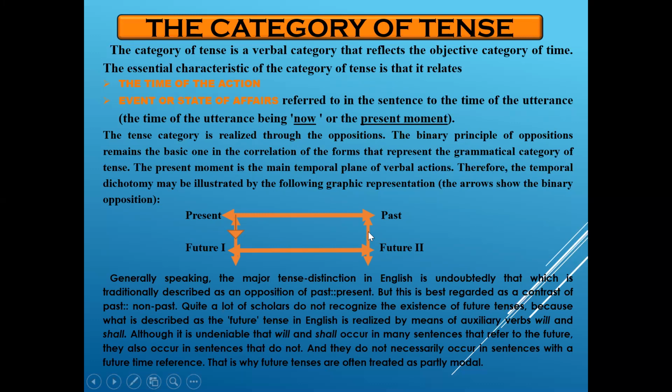Generally speaking, the major tense distinction in English is undoubtedly that which is traditionally described as an opposition of past and present. But this is best regarded as a contrast of past and non-past. Quite a lot of scholars and grammarians do not recognize the existence of future tense, because what is described as the future tense in English is realized by means of the auxiliary verbs will and shall. It is undeniable that will and shall occur in many sentences that refer to the future. They also occur in sentences that do not, so they do not necessarily occur in sentences with future time reference. That's why the future tense is often treated as partly modal.